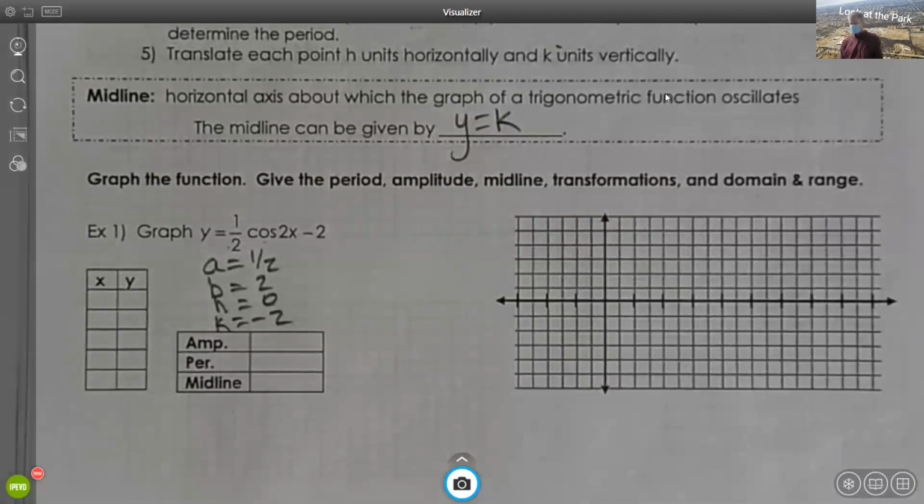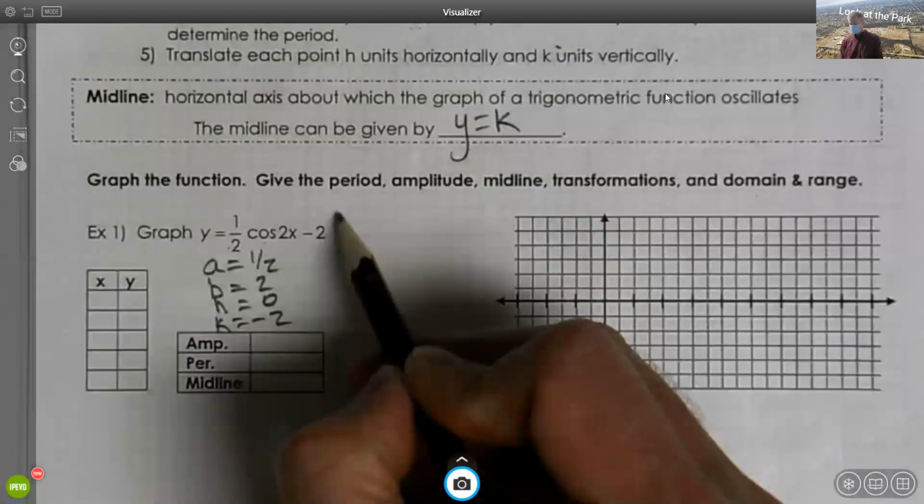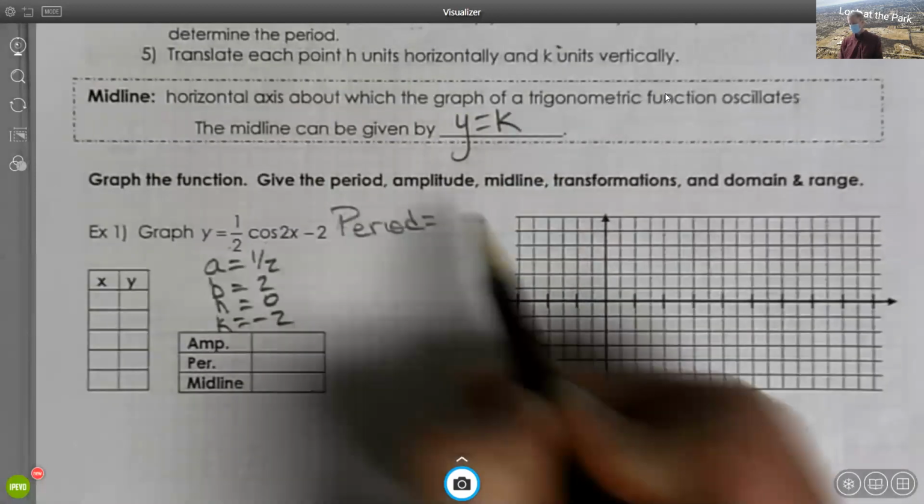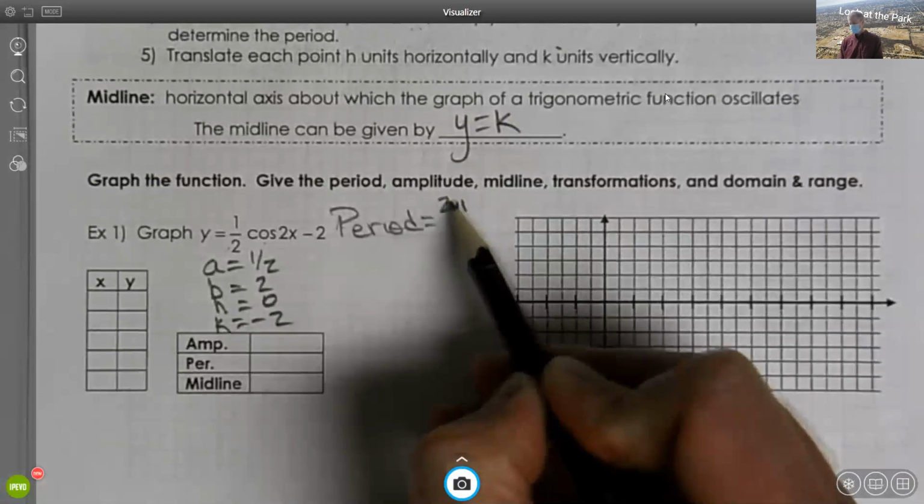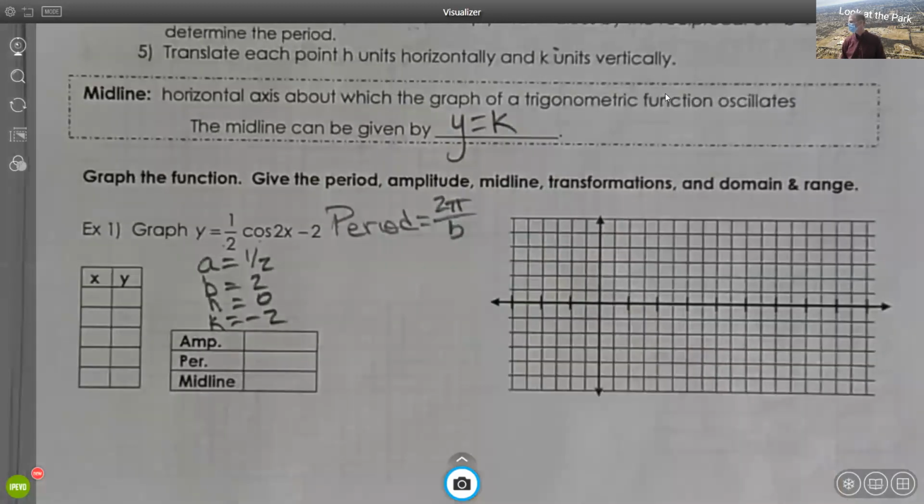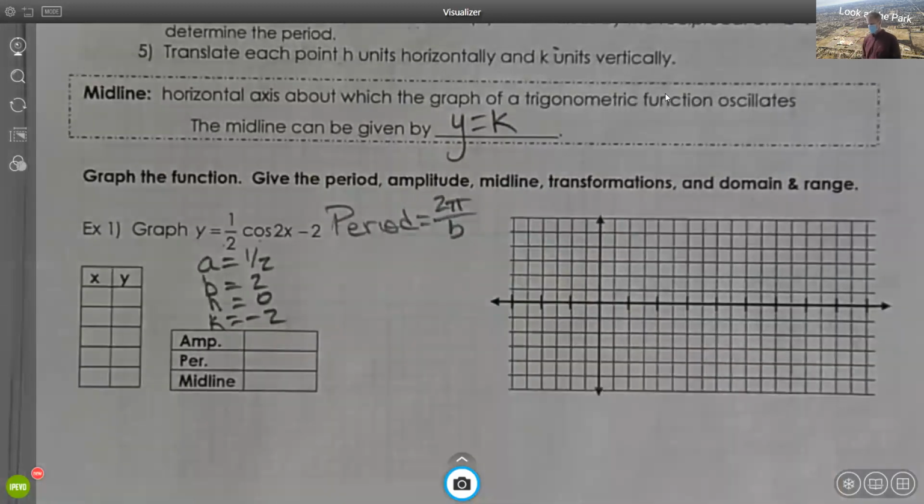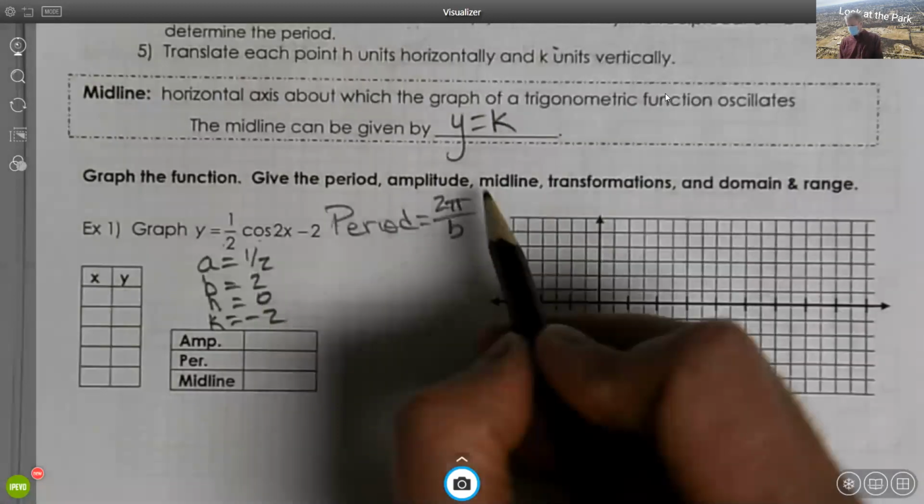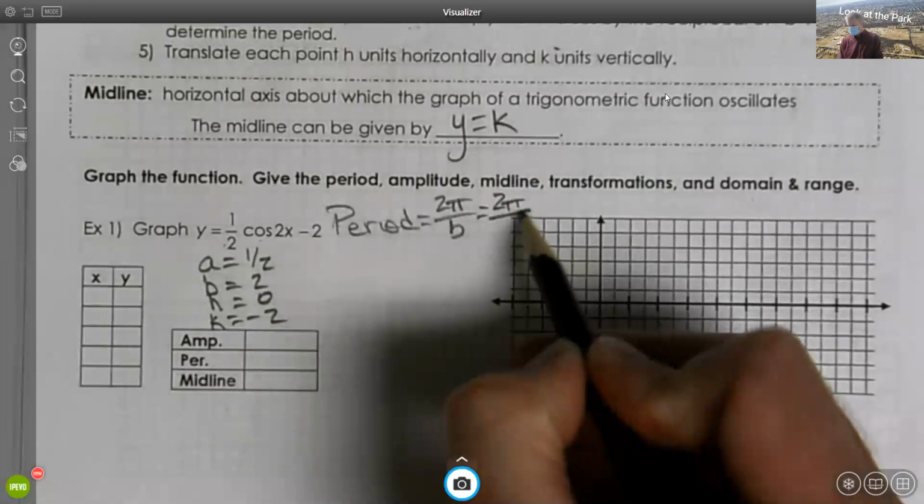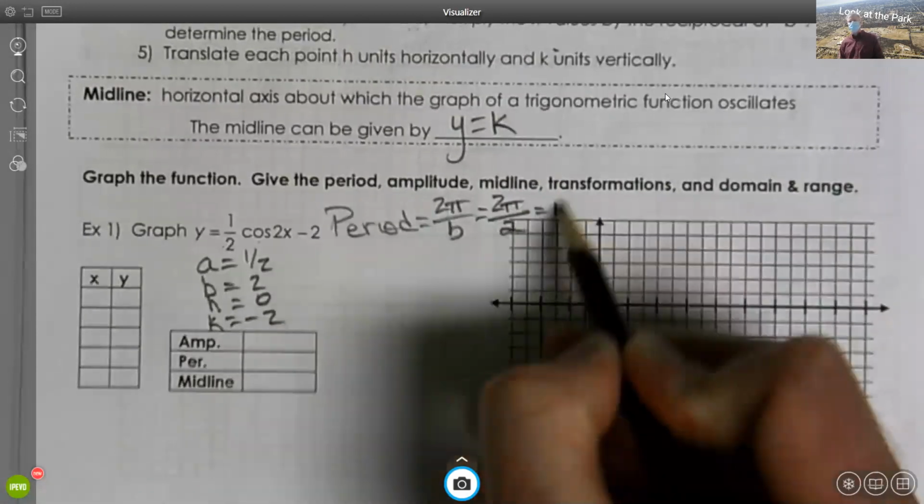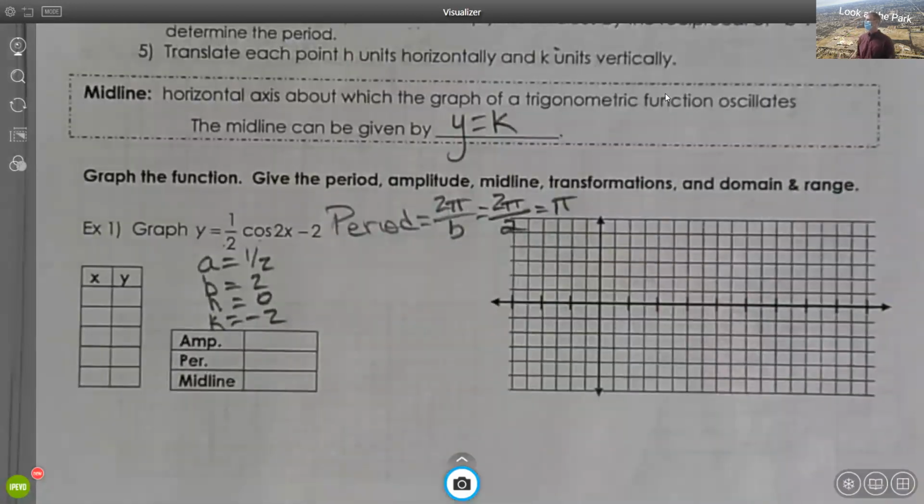So the first thing we're going to do is calculate what the period is. The period is 2 pi divided by b. The b value is 2. So that's 2 pi divided by 2. So our period is going to be pi. That means it's going to go through that full cycle in pi degrees. Not pi degrees, but a pi angle.